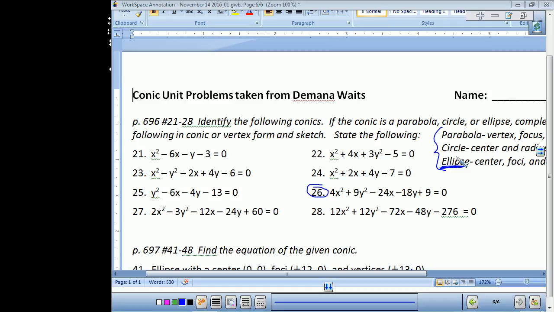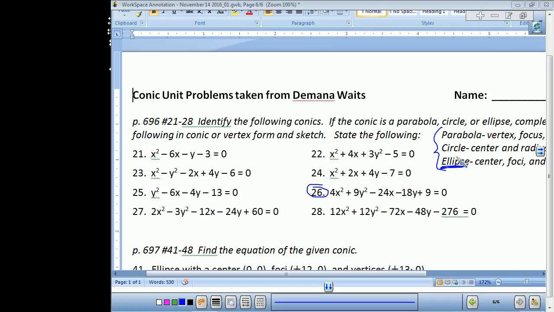Number 26, I printed a really old version. Number 26 should be this, not what's on your sheet, so can you correct your sheet? You're only to do the first portion here, 21 through 28.